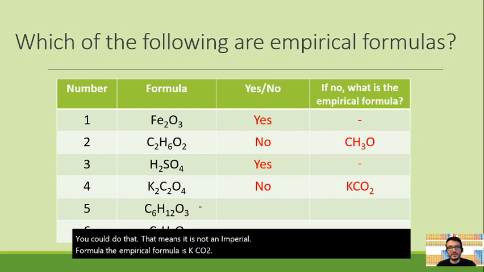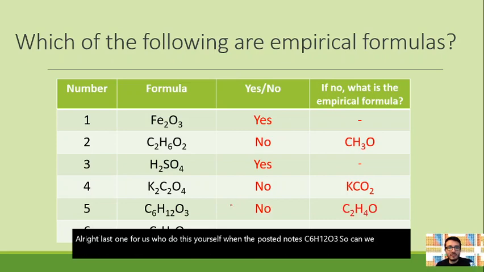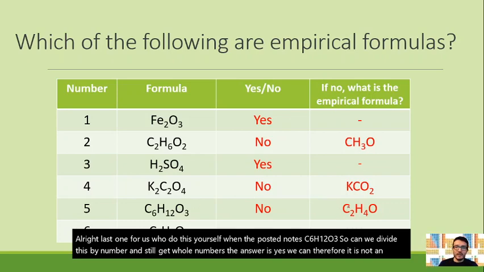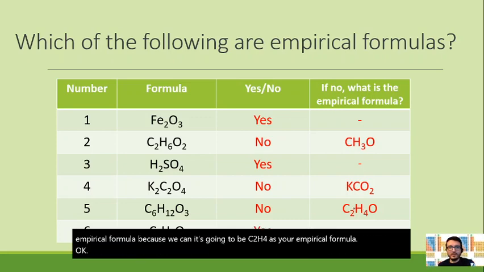All right, last one for us. You can do this yourself in the posted notes. C6H12O3. So can we divide this by a number and still get whole numbers? The answer is yes, we can. Therefore, it is not an empirical formula. Because we can, it's going to be C2H4O as your empirical formula. Okay, moving on.